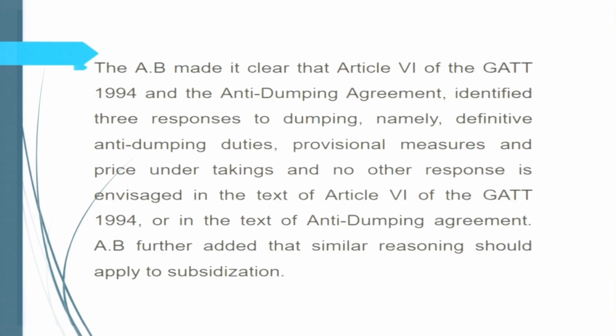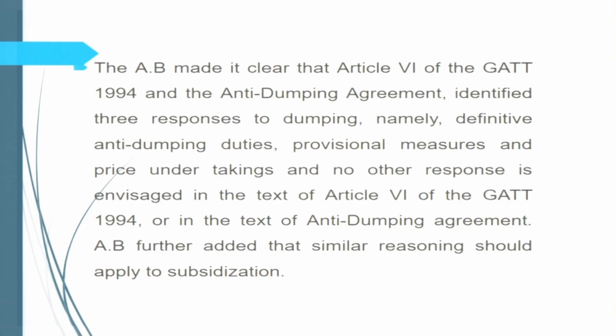The appellate body made it clear that Article 6 of the GATT 1994 and the anti-dumping agreement identified 3 responses to dumping, namely definitive anti-dumping duties, provisional measures and price undertaking, and no other response is envisaged in the text of Article 6 of the GATT 1994 or in the text of the anti-dumping agreement. The appellate body further added that similar reasoning should apply to subsidization. So, the appellate body actually stated that the US should discard this act, it is definitely unfair.